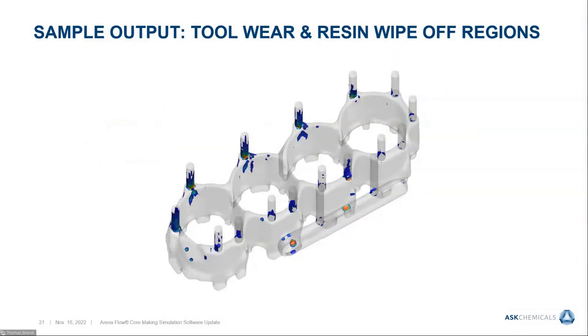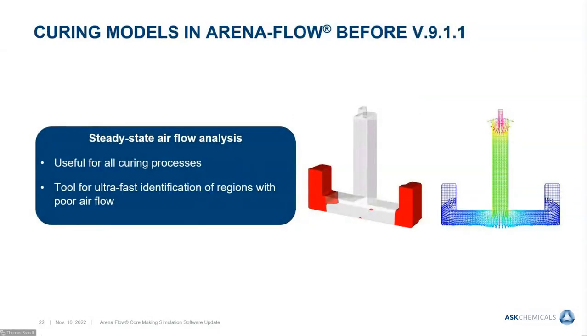Tool wear. Get an idea of where you might see tool wear and potential resin buildup in the tool. We've got a sample of curing, steady state, fairly fast calibration, gives you an image, an idea of where you see any stagnant air, which could cause problems for either blow or curing.